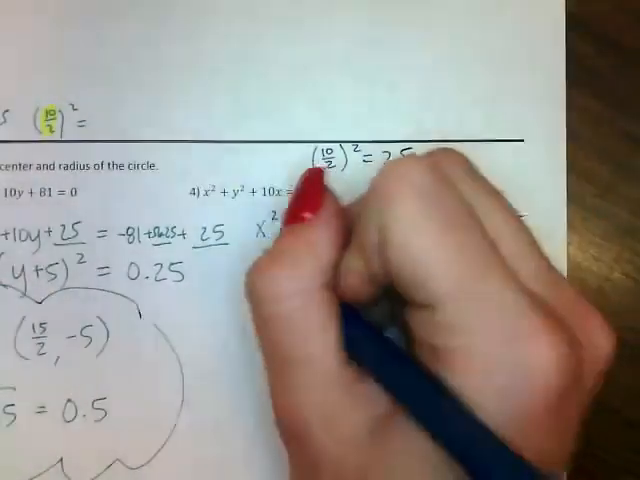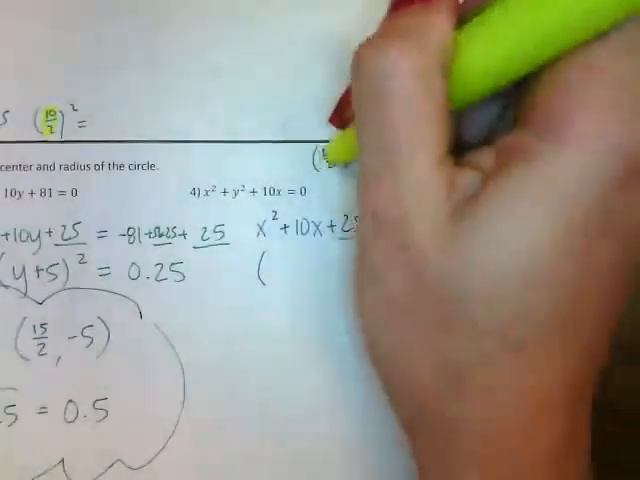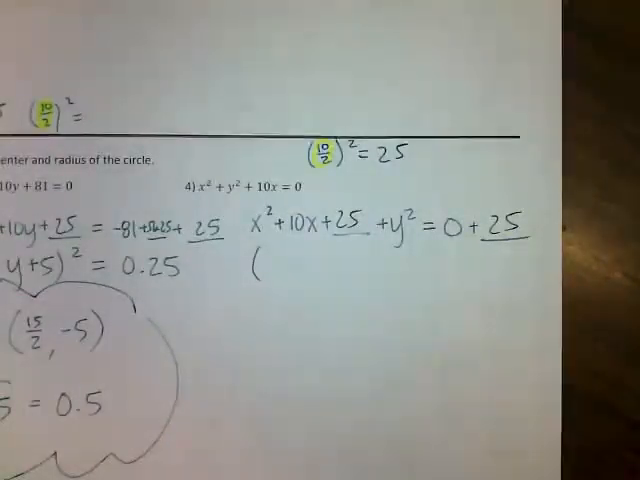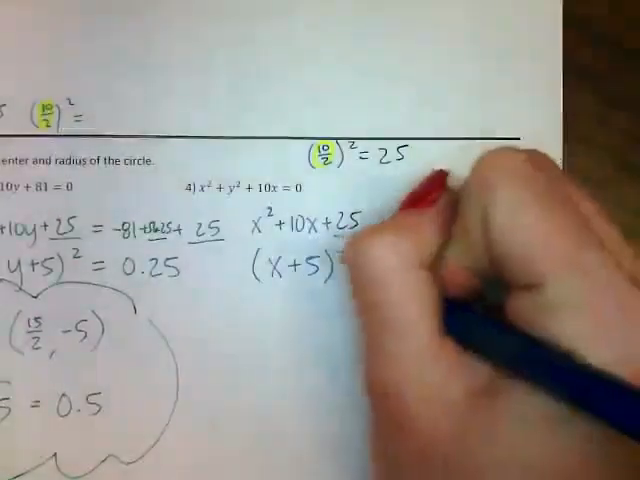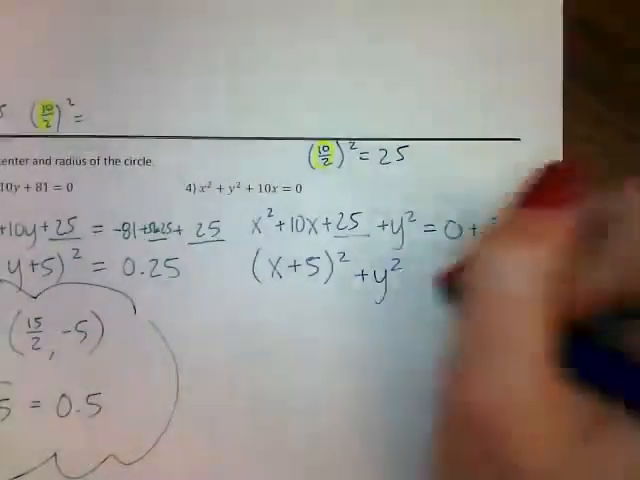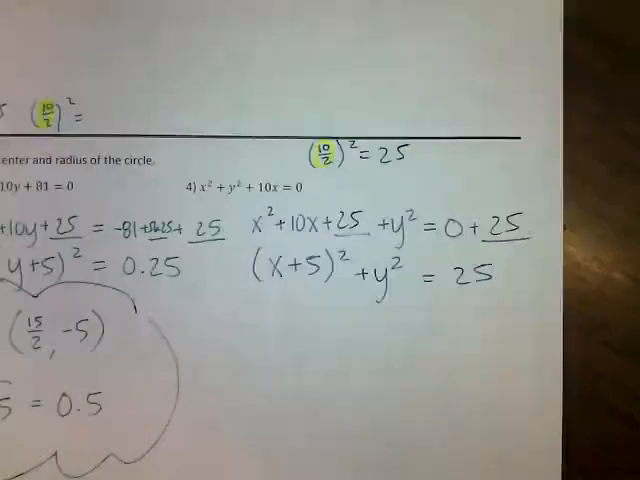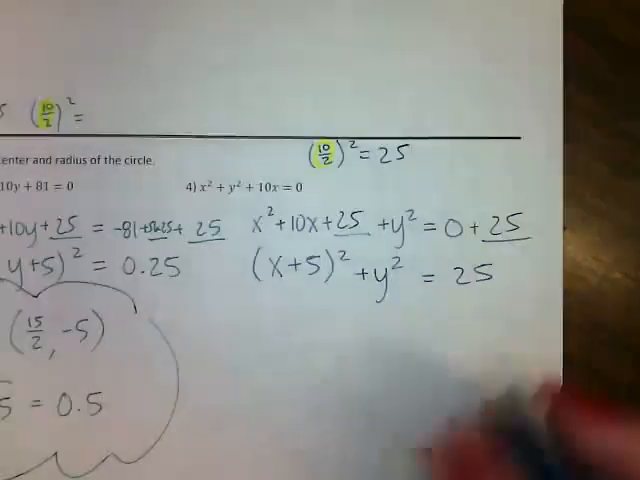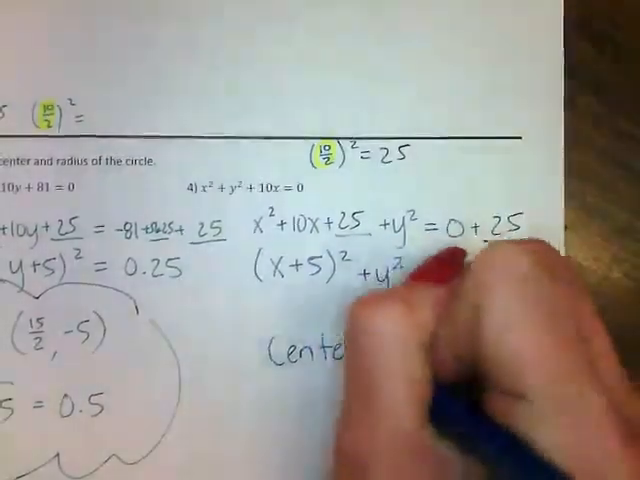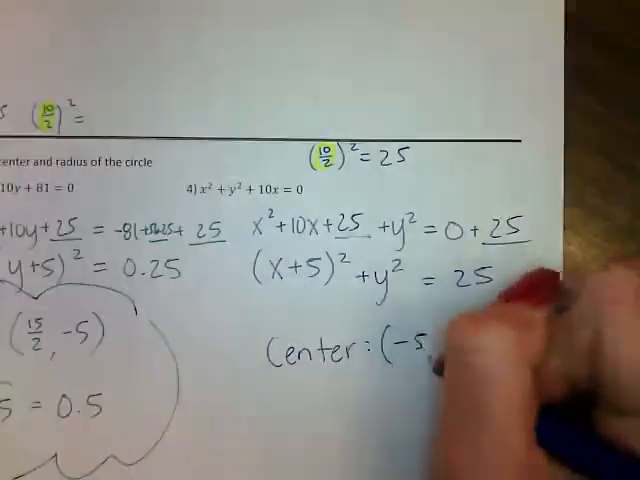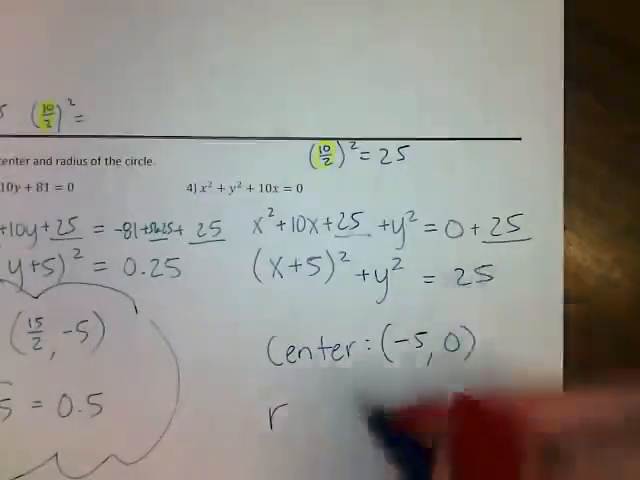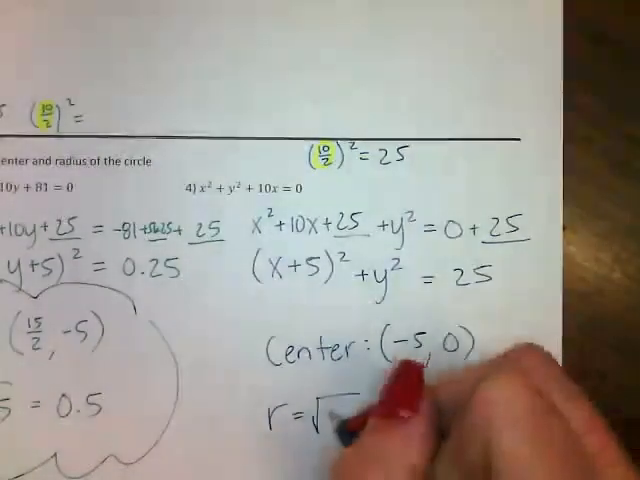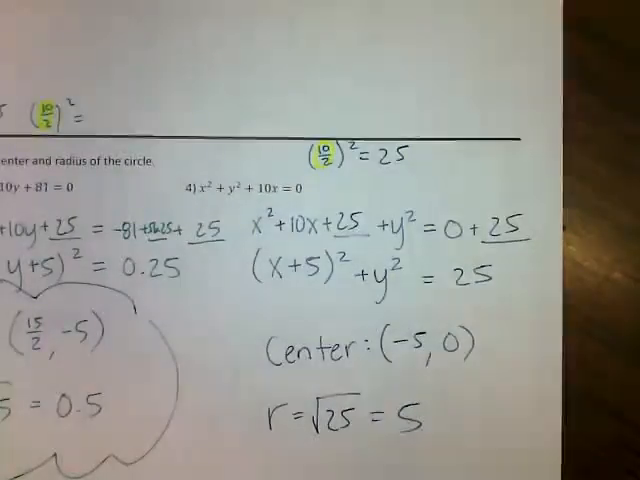I can now factor this. Remember, the shortcut to finding that factor is just b divided by 2. So x plus 5 squared. The y squared will be tagged on, equals 25. Now that this is in standard form, we can go ahead and identify the center as negative 5, 0. And remember, this is representing r squared, so the radius is going to be the square root of 25, which is just 5.